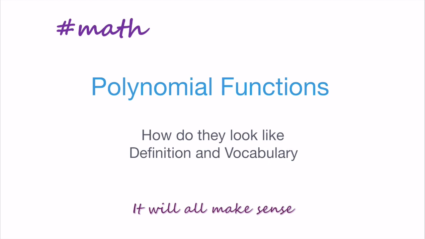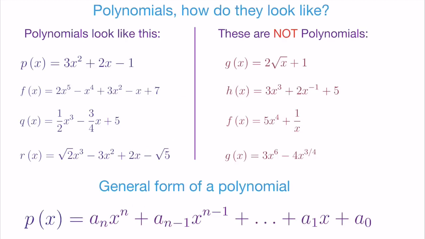Hi, welcome to #math. We're going to learn about polynomial functions, how they look, their definition, and the vocabulary we'll be using to work with them. Polynomials look like this. You see, p of x has a number, x to some power, then another piece with a number, x to some power, another piece. Here the power of x can be thought of as x to the 0th power, because that's just 1 and we don't write it. F of x looks exactly the same.